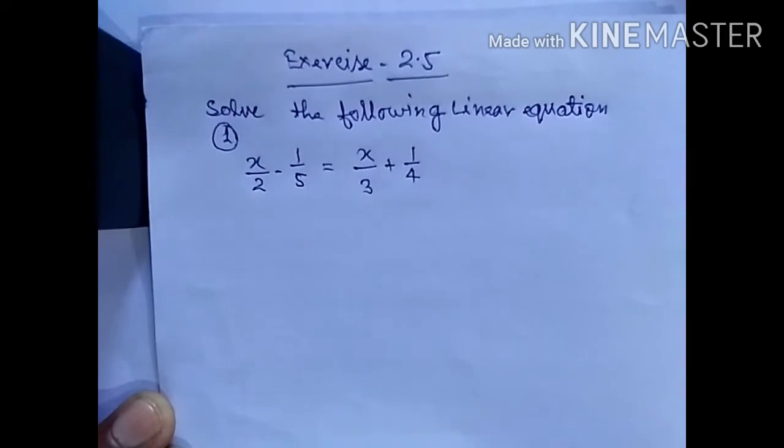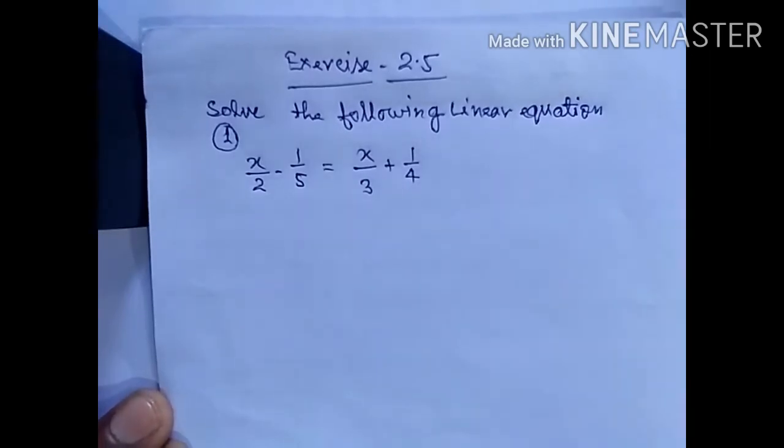In this exercise, students, the first question is: solve the following linear equation. In the first question, it is given that x by 2 minus 1 by 5 is equal to x by 3 plus 1 by 4. In this equation, we have to find the value of x.